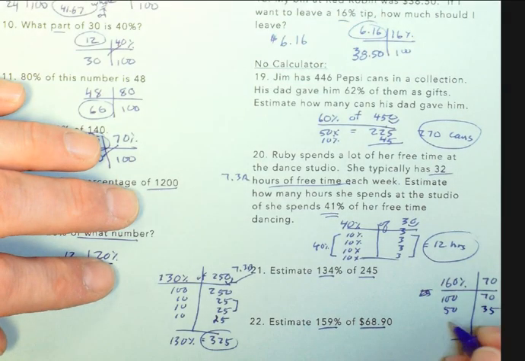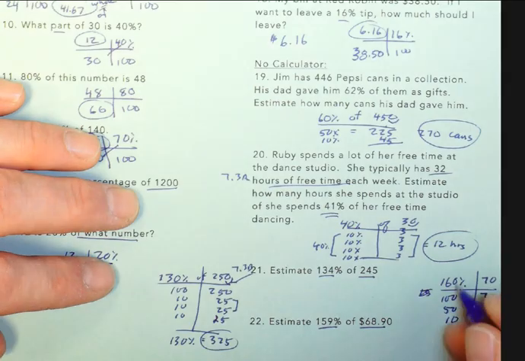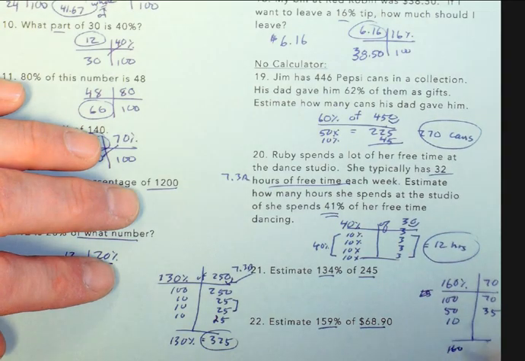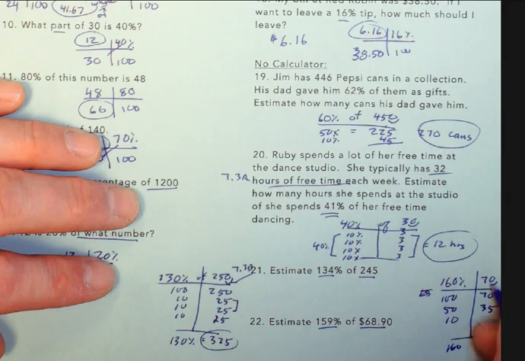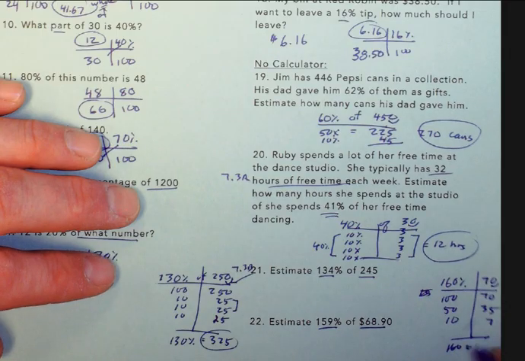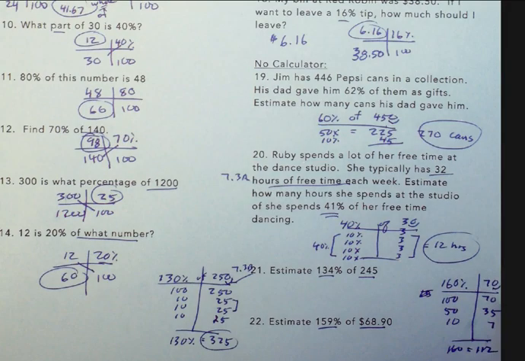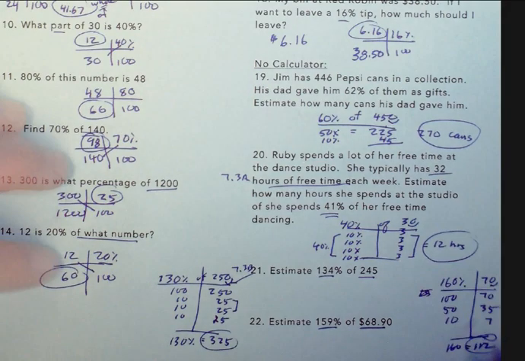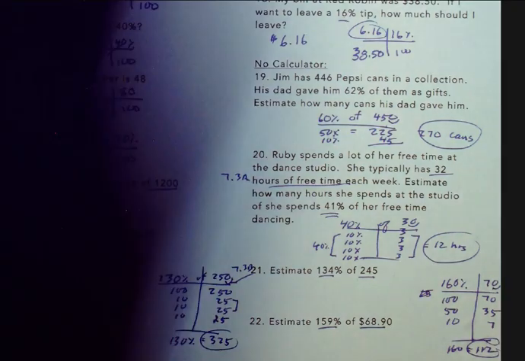And I'm going to do 10% more because it's 160%. And that would be just 7. So if I added those all up, this would be 100, 105. This would equal 112. Now some of you may have estimated that as 150% of 70. That's fine too, because again, this is an estimate. Okay? All right.